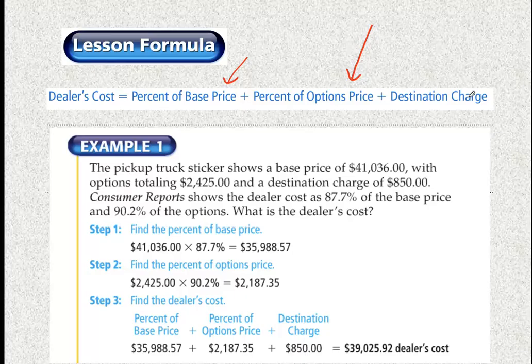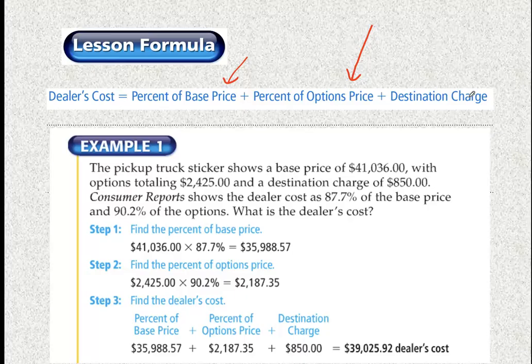Below the formula, we have an example. A pickup truck sticker shows the base price value of $41,036 with the options totaling $2,425 and the destination charge of $850. Consumer Reports gives the dealer cost of 87.7% of the base price and 90.2% of the options.